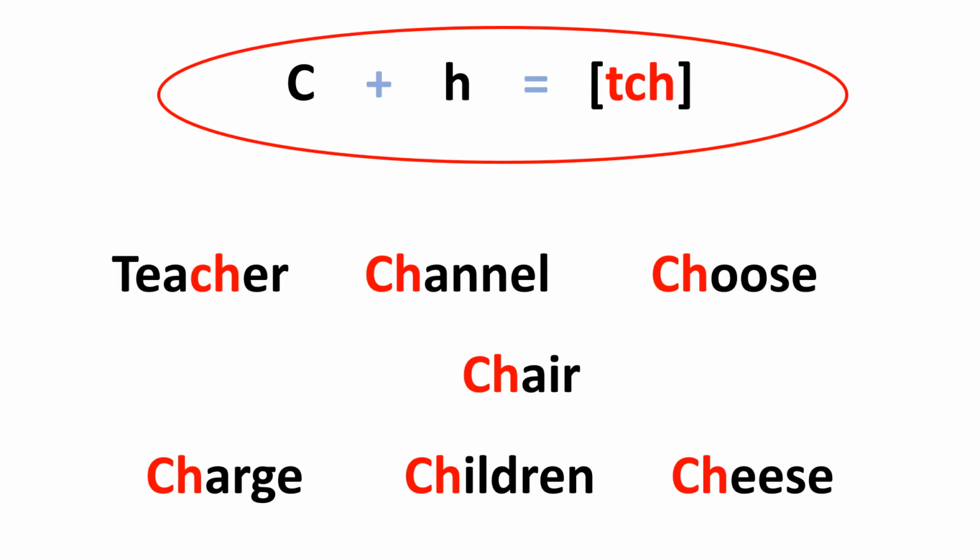C and H gives the sound ch. For example, teacher, channel, choose, chair, charge, children, cheese.